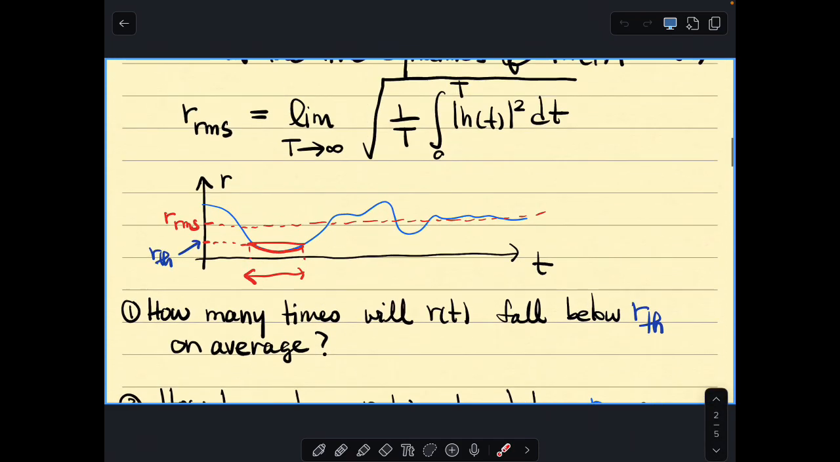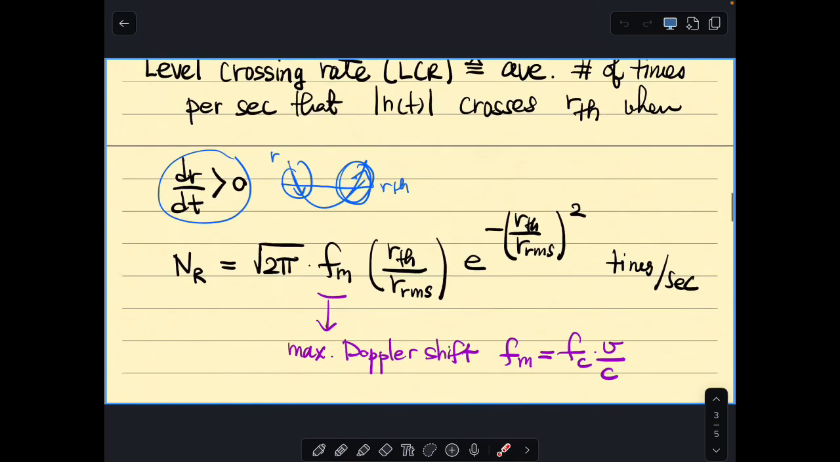Let's imagine this. If we look at the slope, what kind of slope is this? When it's going down, is it positive or negative? So this is negative. When it goes up, what is the slope? Positive. So when r comes down below the threshold and then goes up, we count this only one time. We count when the slope is bigger than zero. So we count this, we don't count this. Everyone got this? That's why it has to be there.